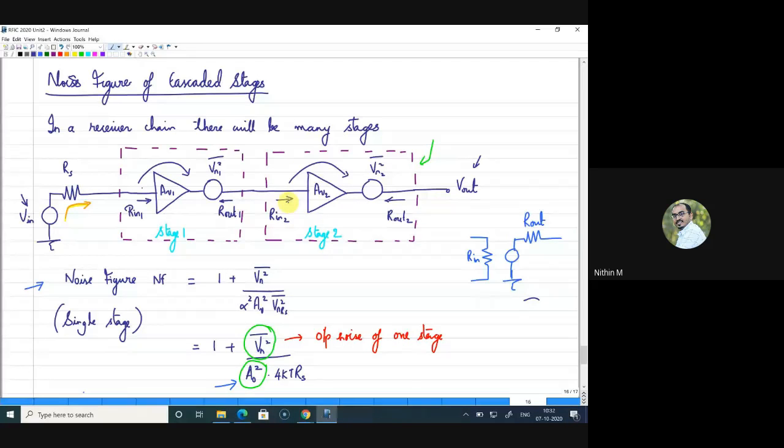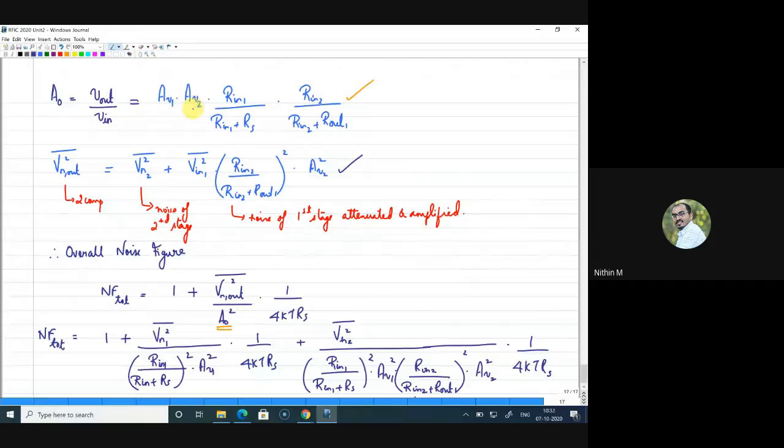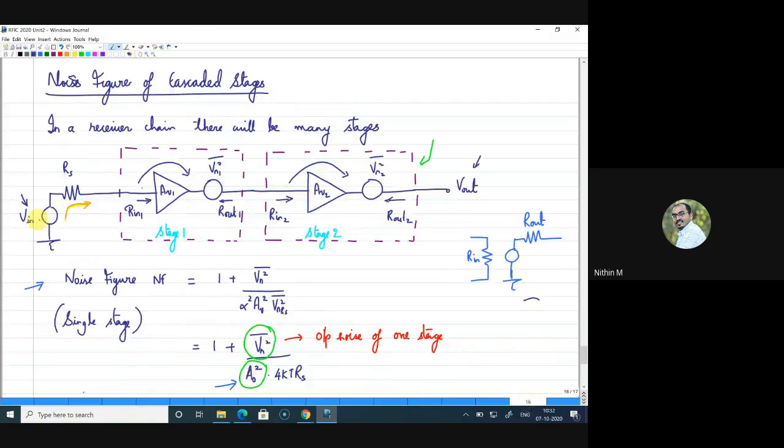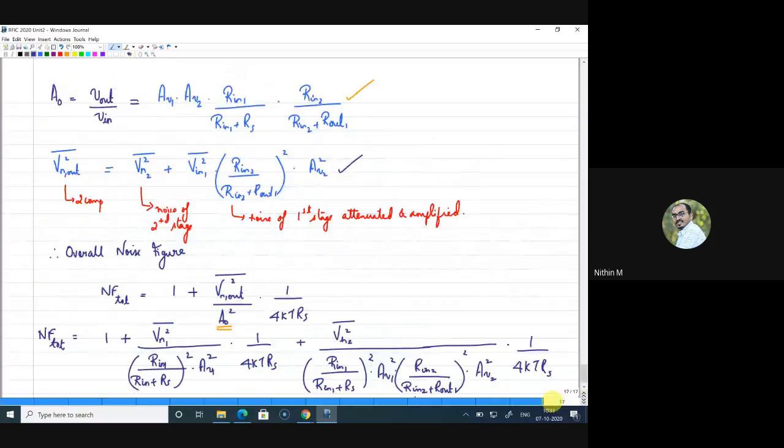So you have two stages directly providing gain, AV1 and AV2, that I have written here directly, AV1 into AV2. Then if you look at this signal source, it will undergo certain attenuation because you have a series RS component here and the input impedance of this amplifier, that is R in 1. So here you have a divider network, so that will basically attenuate your signal. So the signal coming at the input of AV1 is attenuated by R in 1 by Rs plus R in 1. That is the one factor I have written here, R in 1 by R in 1 plus Rs.